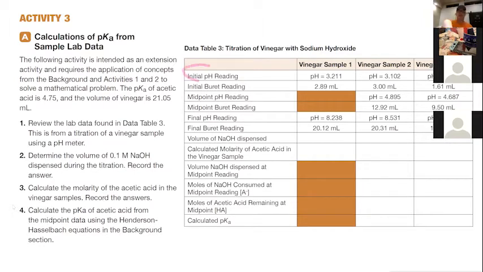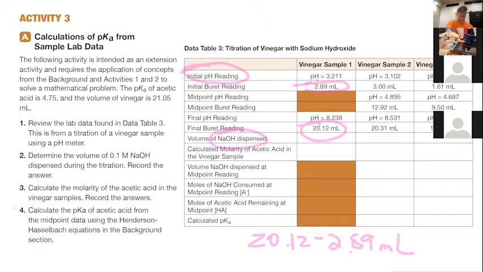So here you can see they're using a pH meter to measure the pH of another titration of vinegar with sodium hydroxide. And they're using a burette this time, so more accurate measure of volume. So this is what the original burette reading is. This is what the final burette reading is. And so how much they actually delivered would be the difference. So that would be the volume of sodium hydroxide dispensed.